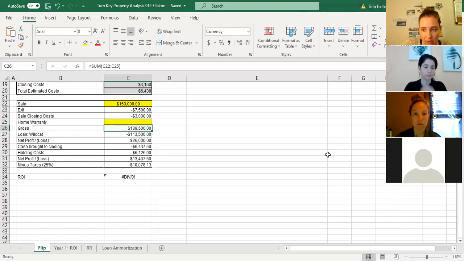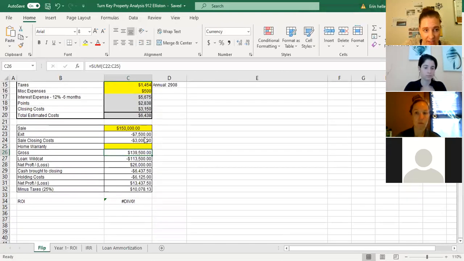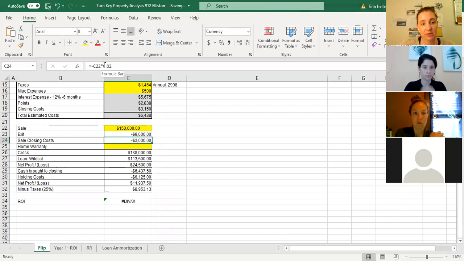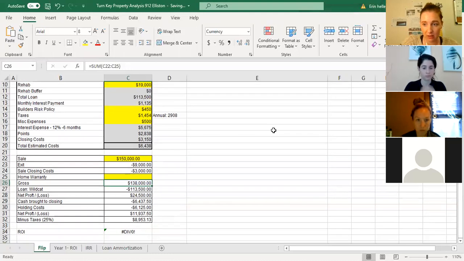So once you pay for all of that stuff, let's say you sell for $150,000, and let's put this at 6%. You're paying 6% in commissions, so $9,000. You're left with $138,000. Remember that you put $113,500 down. That was the total hard money loan amount. And so you're left with a net profit of $24,500. But you brought $6,438 to closing in the form of down payment, and then you also have the holding costs. So you're left with a net profit of $11,937. That's if you flip it.